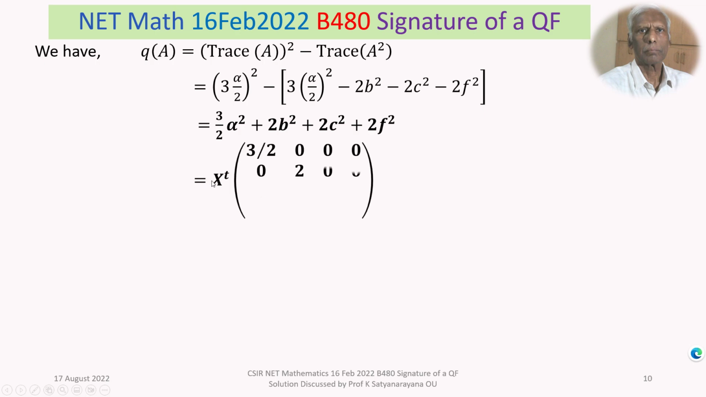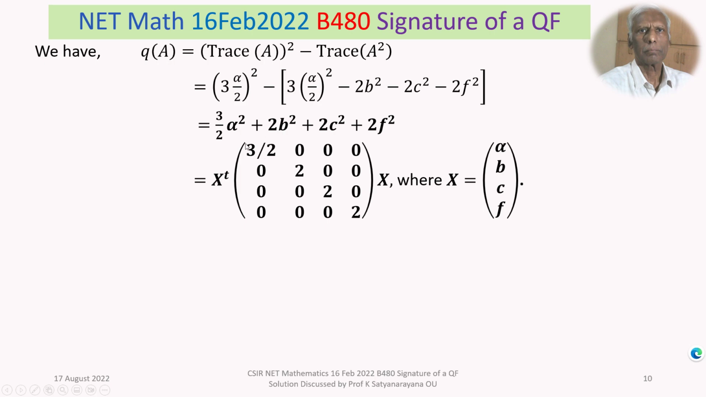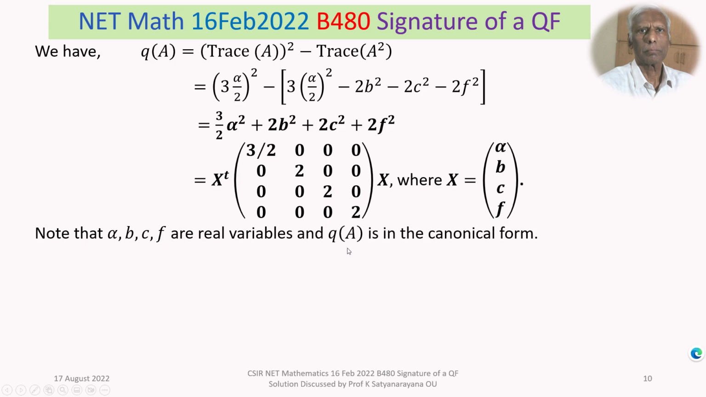Now this is X transpose times the matrix diag(3 by 2, 2, 2, 2) times X, where X is the column vector alpha, b, c, f. This is the quadratic form. This quadratic form is already in the canonical form. So note that alpha, b, c, f are the real variables, therefore it's a real vector. Q of A is already in the canonical form.